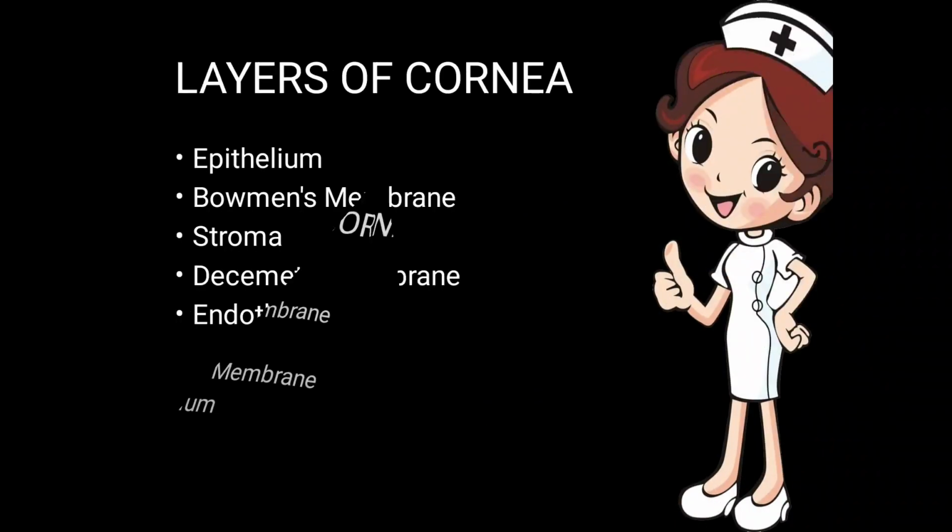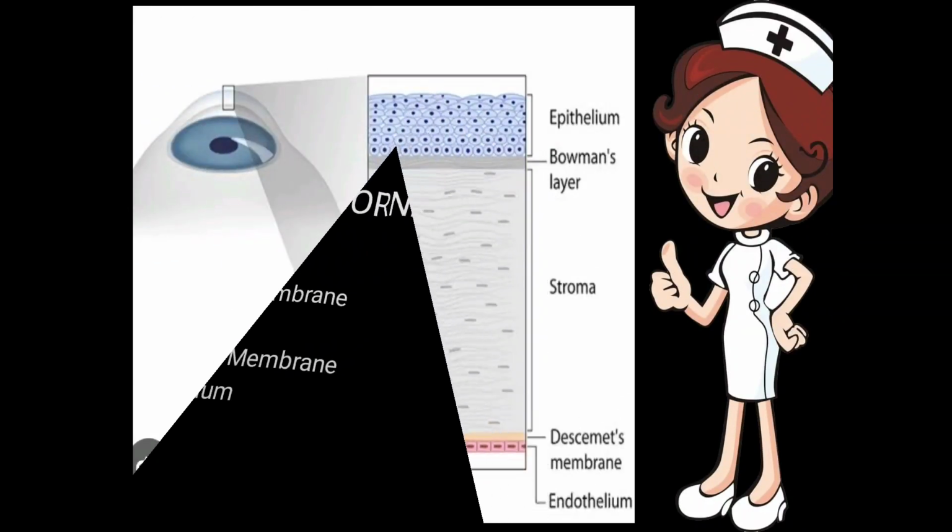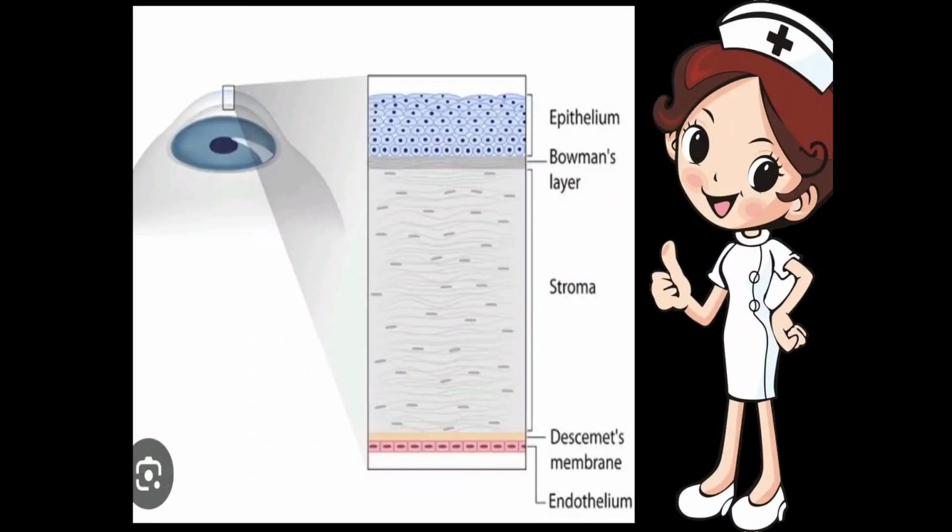Okay, let's move to the layers of the cornea. The cornea consists of 5 layers. First one is the epithelium, Bowman's membrane, stroma, Descemet's membrane, and the endothelium. So if you can see here, we can see the cornea. The first layer begins from here. First one is the epithelium, and the second one is the Bowman's layer.